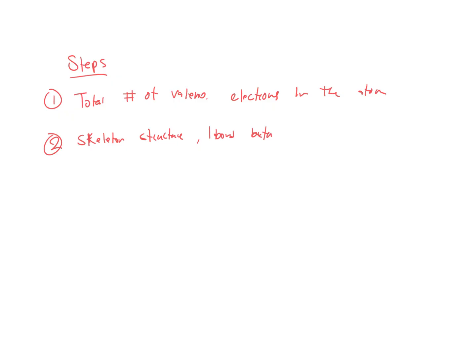And there's generally a certain set of steps that you want to follow whenever you want to draw a valid Lewis structure. One is to find the total number of valence electrons in the atom. Step 2 is to draw what we call a skeleton structure, where you have 1 bond between the atoms as a starting point.